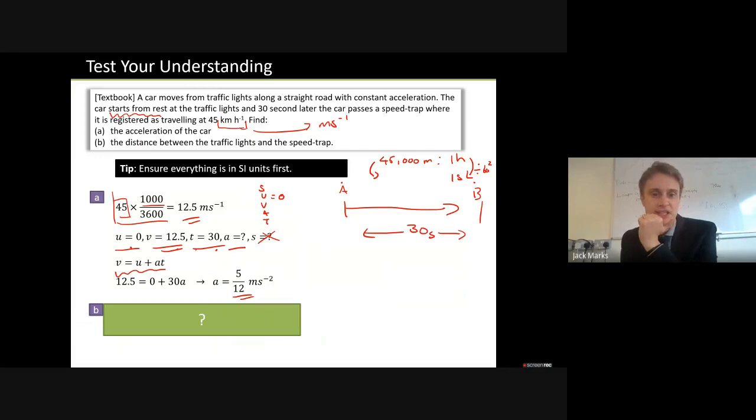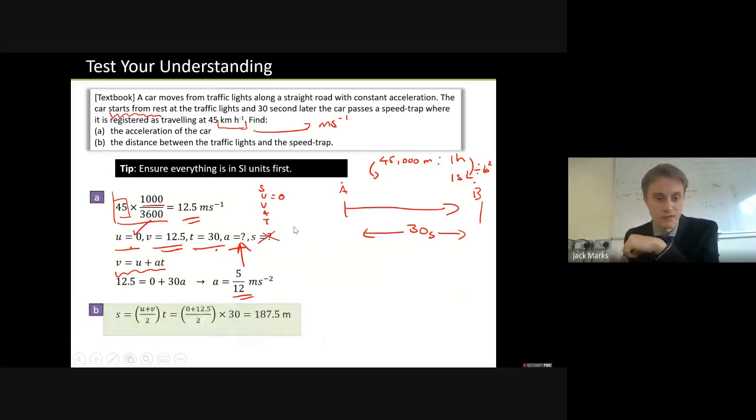The distance between the traffic lights and the speed trap is the same journey. It's the same journey, isn't it? So we know that the initial speed will be the same. Acceleration, we could use that because it will be the same acceleration. The final speed is the same because it's the same journey. The time is the same. So use any 3 pieces of information from before with the formula, and they will give you that answer there.